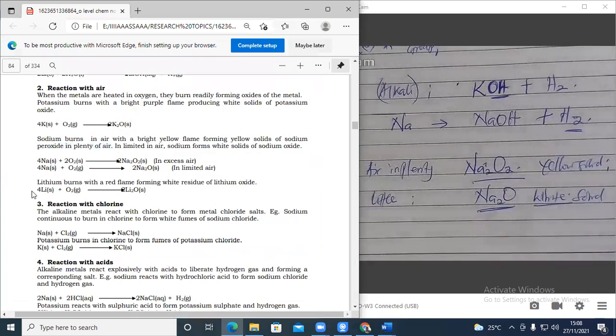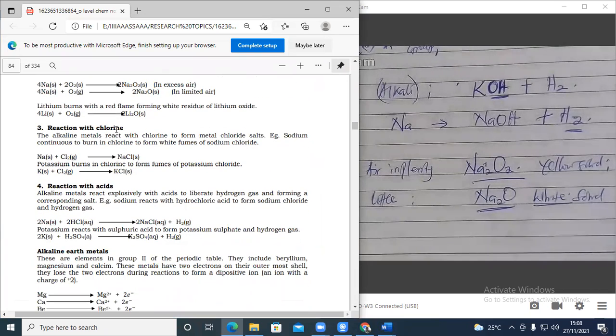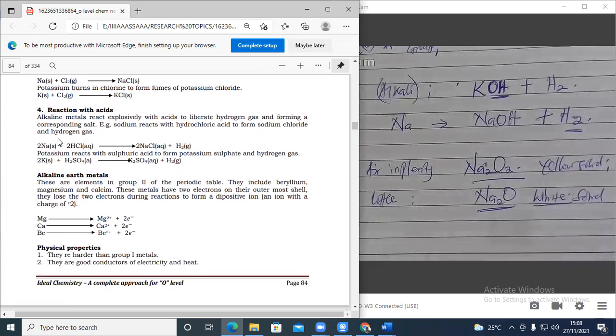Then lithium and the rest behave the same way. When they react with chlorine, they all form chlorides, potassium chloride, sodium chloride. These equations are not balanced, so they need to be balanced. For reactions with acids, we shall look at acids like hydrochloric acid and sulfuric acid. When they react, they form salts like sodium chloride and hydrogen gas. With sulfuric acid, they form potassium sulfate and hydrogen gas. That is what they form.